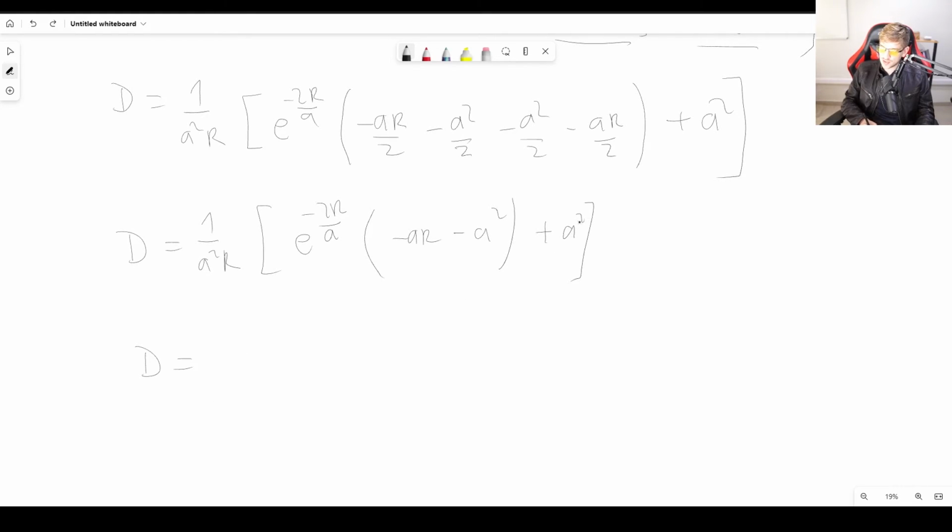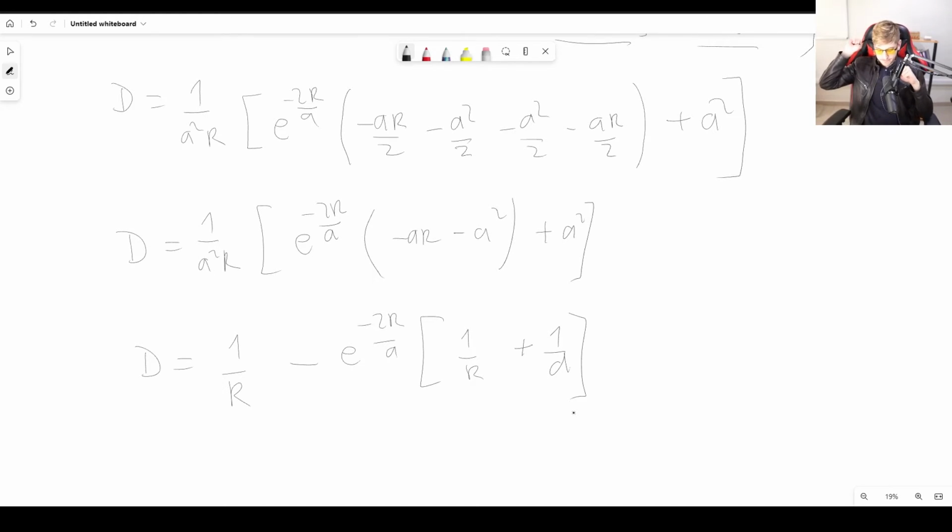And finally, we can multiply through. So we get this a squared divided by a squared r, so we get 1 over r, minus, factorizing this minus sign, e to the minus 2r over a, times 1 over r. Actually, 1 over r comes from this one, yes, and from this we get plus 1 over a. There we go. So this is the direct integral.